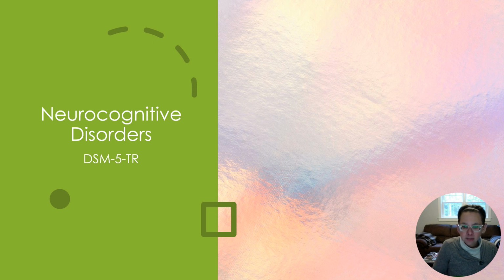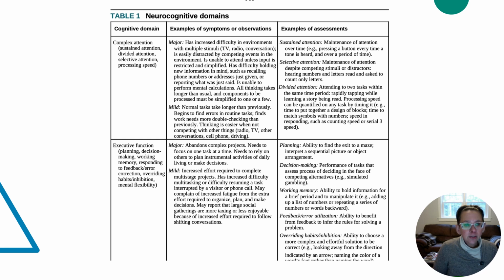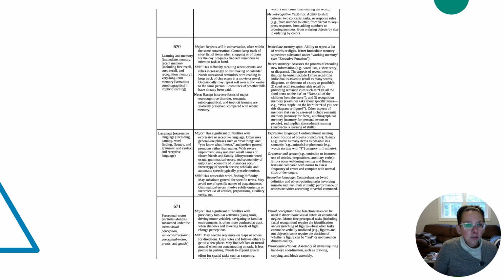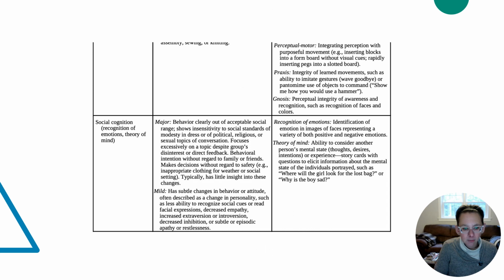neurocognitive disorder. So there are neurocognitive domains that you need to be aware of. Please read through these. There's attention. Look at mild and major, executive function in mild and major. Look at learning and memory, language, perceptual motor. Please, I implore you, read through this. It will make sense and will be well worth your time. I won't read it to you. And then we have social cognition.